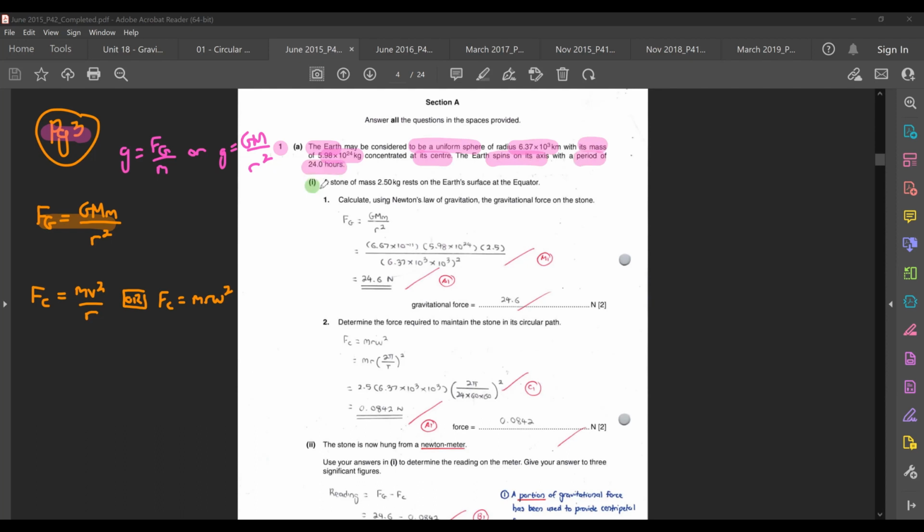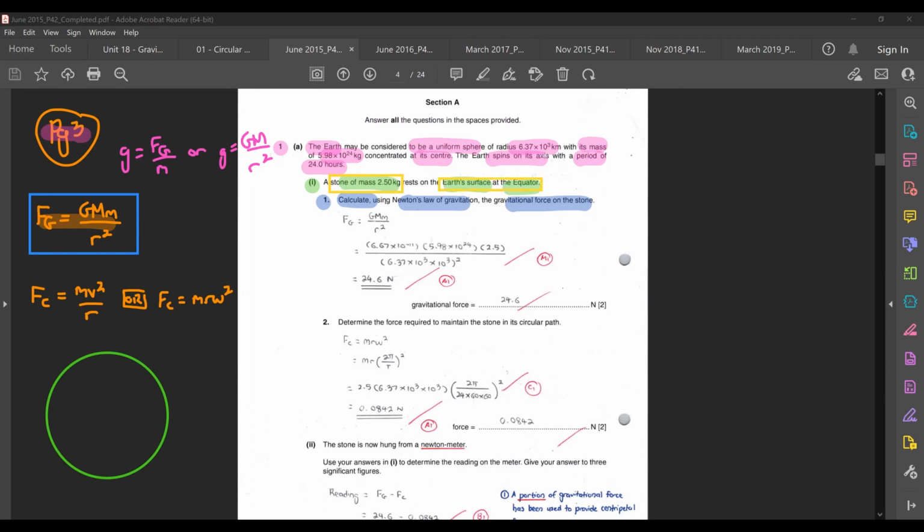So in part 1, they tell you that there's a stone of mass 2.5 kg that rests on the Earth's surface at the equator. From there, calculate using Newton's law of gravitation, the gravitational force on the stone. When they're asking you to calculate using Newton's law of gravitation, that is actually referring to this equation here. Okay, so what they mention is that you have Earth. Let's consider this sphere here as your Earth. And you have a small stone of mass 2.5 kg resting on the Earth's surface at the equator.